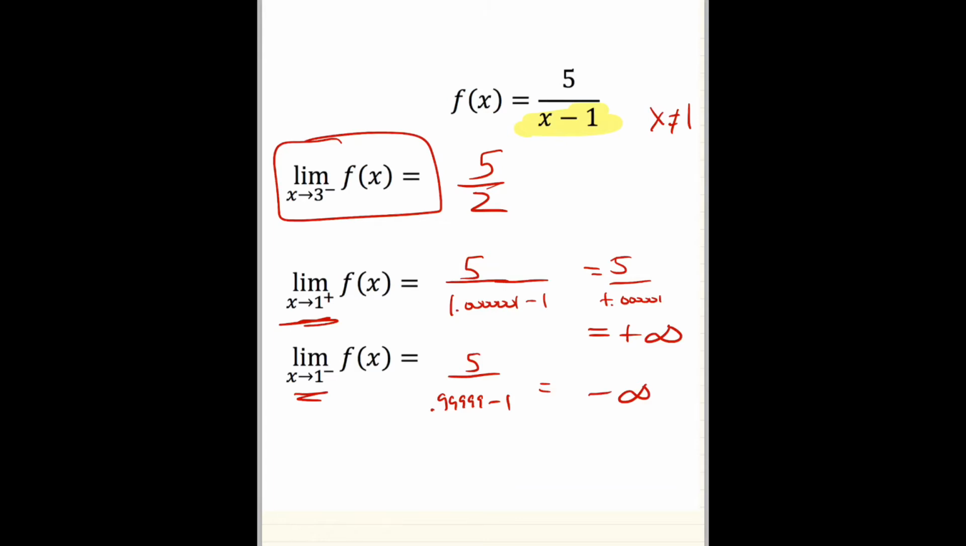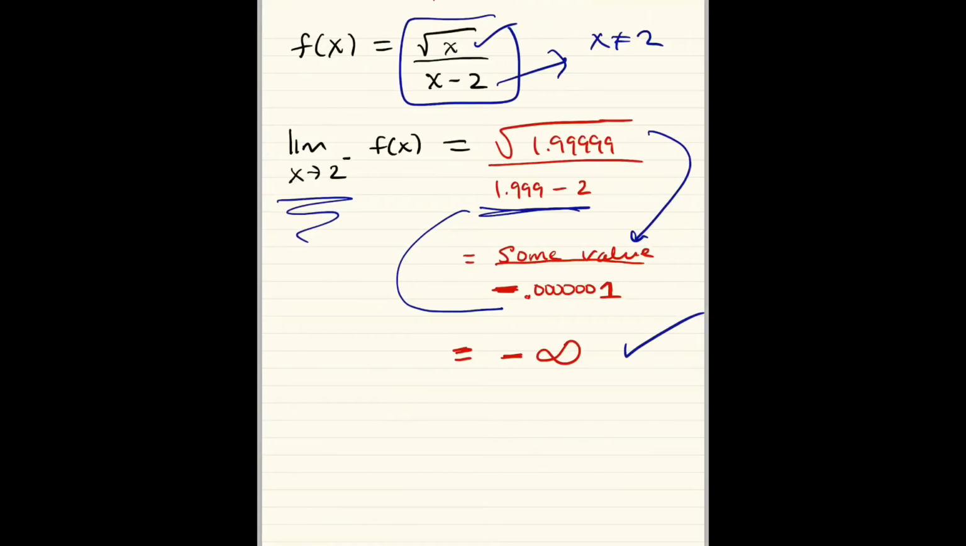Okay? And here's my last example of the day. I already did this. x approaches 2 from the left. 2 is the only number that I have a problem with. So I put 1.9999 in the numerator. Once I take the square root of 1.999, I get some value that I don't care about. 1.9999 minus 2 is negative 0.001, which gives you negative infinity. And that's pretty much how you do it.